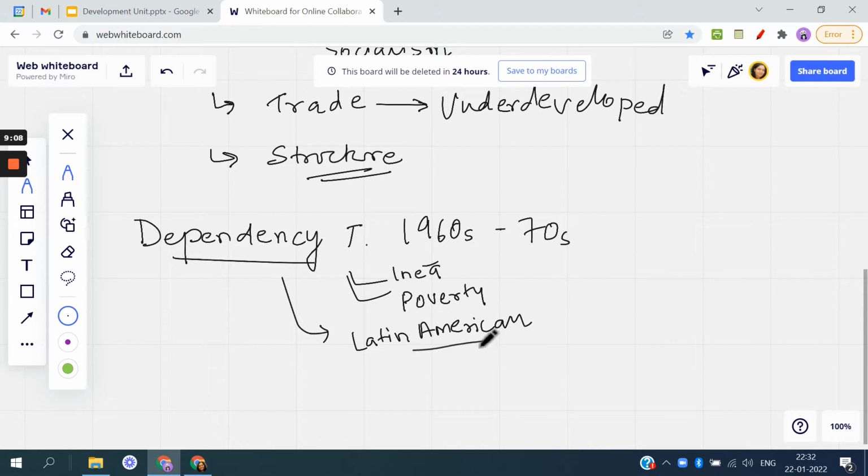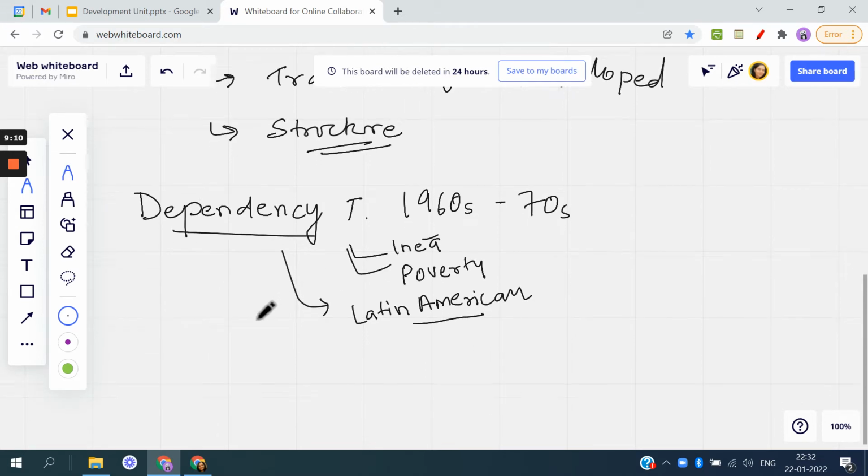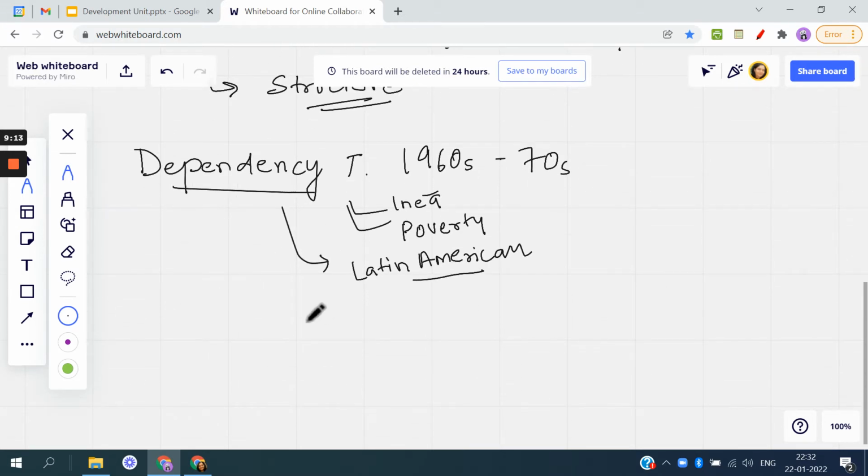All right. This theory said that there are two categories of countries. One is known as core, and the second one is known as periphery. So these are the two types of countries which prevail, core and periphery. The core countries are known as developed countries, and the periphery are known as developing or underdeveloped countries.